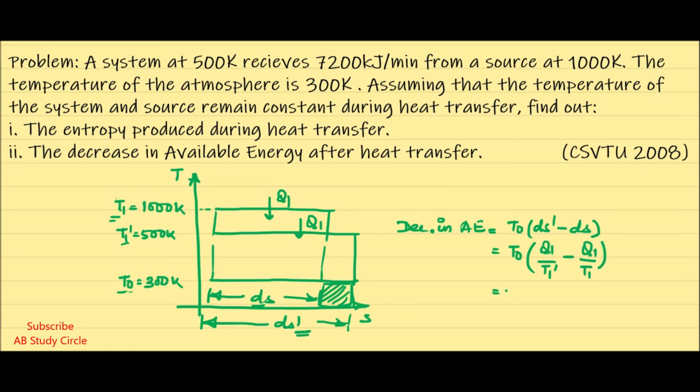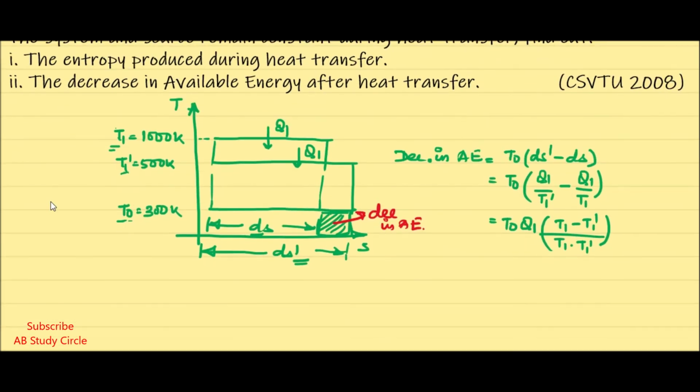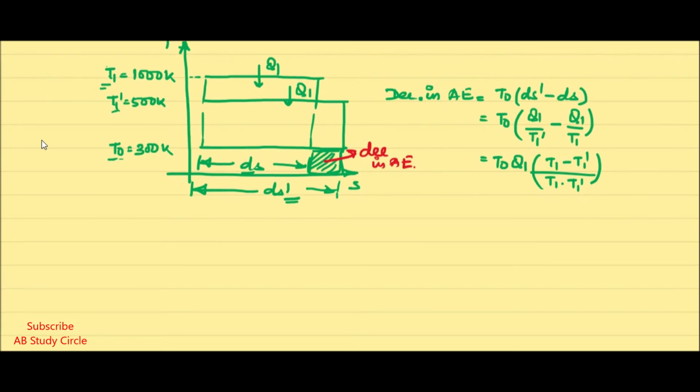After simplifying this, you will get T0 Q1 into (T1 minus T1 dash) by T1 into T1 dash. This is your decrease in available energy.